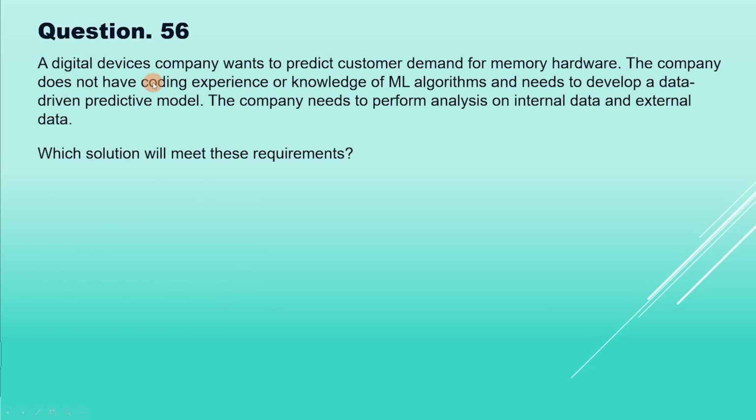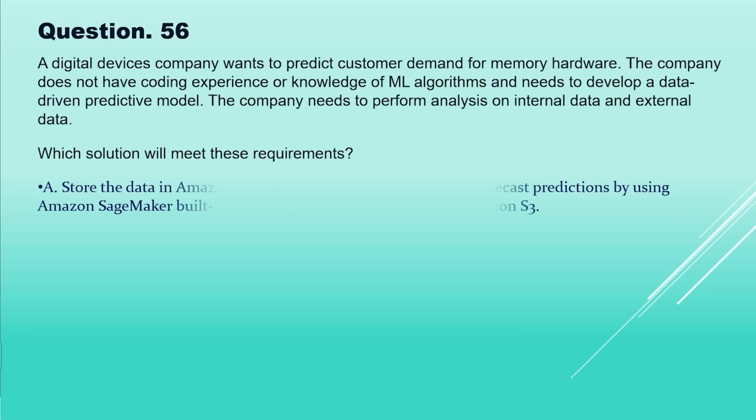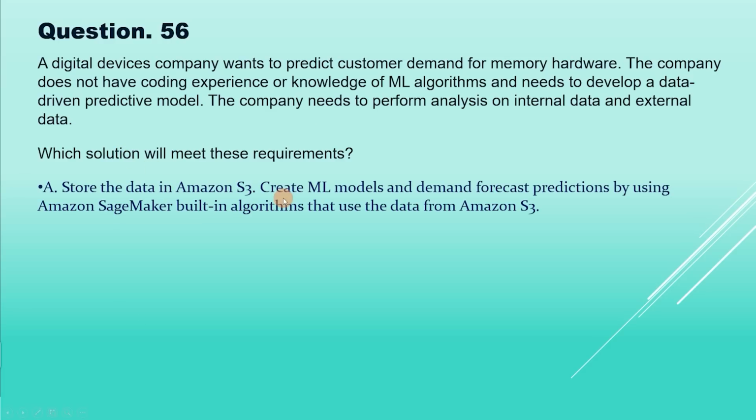A digital device company wants to predict customer demand for memory hardware. The company does not have coding experience or knowledge of ML algorithms and needs to develop a data-driven predictive model. The company needs to perform analysis on internal data and external data. Which solution will meet these requirements? And here are the options. Option A, store the data in Amazon S3, create ML models and demand forecast prediction by using Amazon SageMaker built-in algorithm that uses the data from Amazon S3.